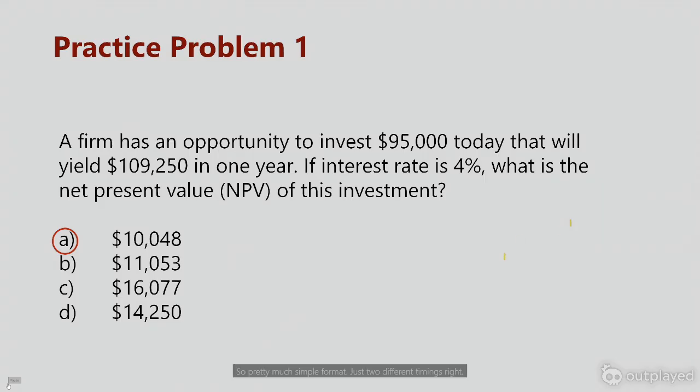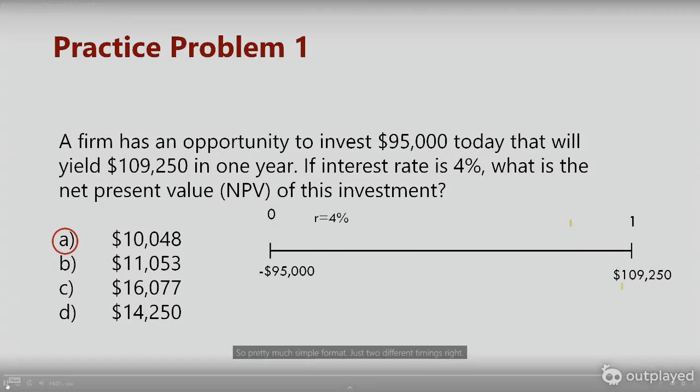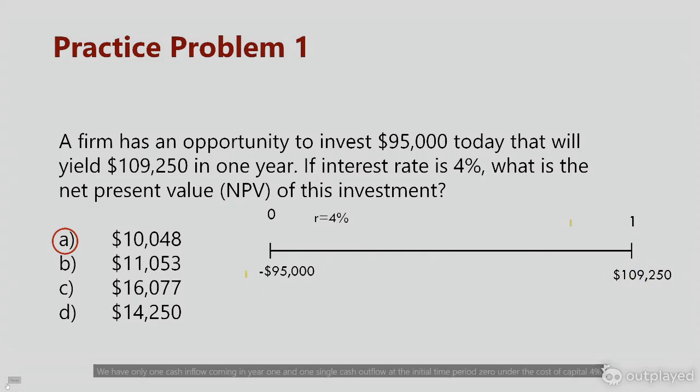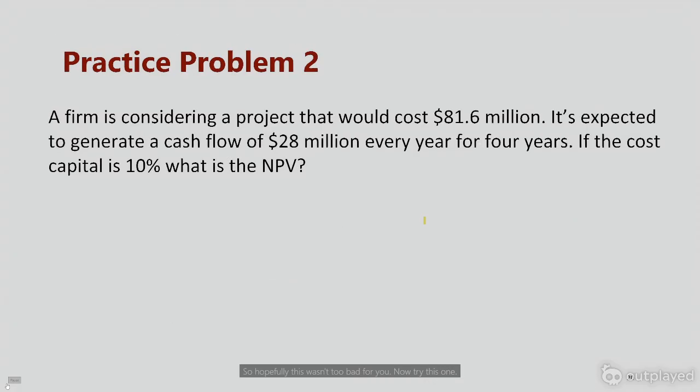So pretty much a simple format, just two different timings. We have only one cash inflow coming in year one and one single cash outflow at the initial time period 0, under the cost of capital of 4%. So hopefully this wasn't too bad for you. Now try this one too.